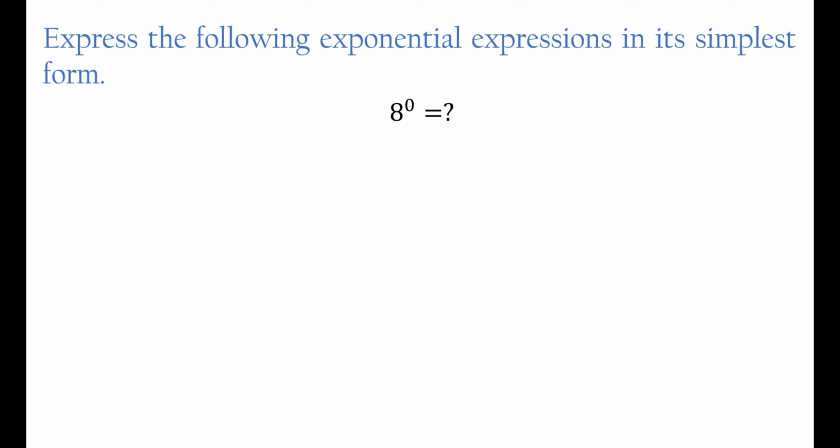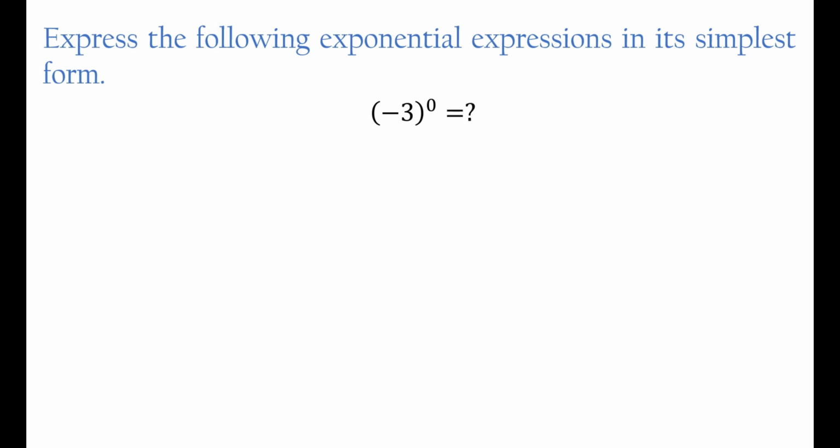Second example, 8 raised to 0. To simplify this, we can directly use the definition of the zero exponents, where it is stated that any number raised to 0 is equal to 1. Since the number 8 is raised to a number 0, we can simplify this expression as simply 1.